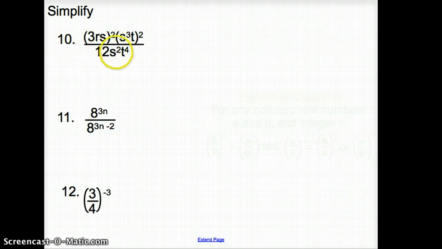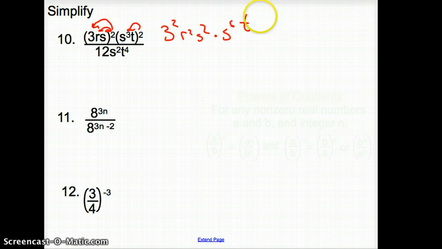Next, we're going to move on to something a little bit more. Again, with number 10, take this 2 to everything that is inside the parentheses. So we have 3 squared r squared s squared times, remember when we have an exponent to an exponent, it's going to be s to the sixth t squared all over 12s squared t to the fourth.